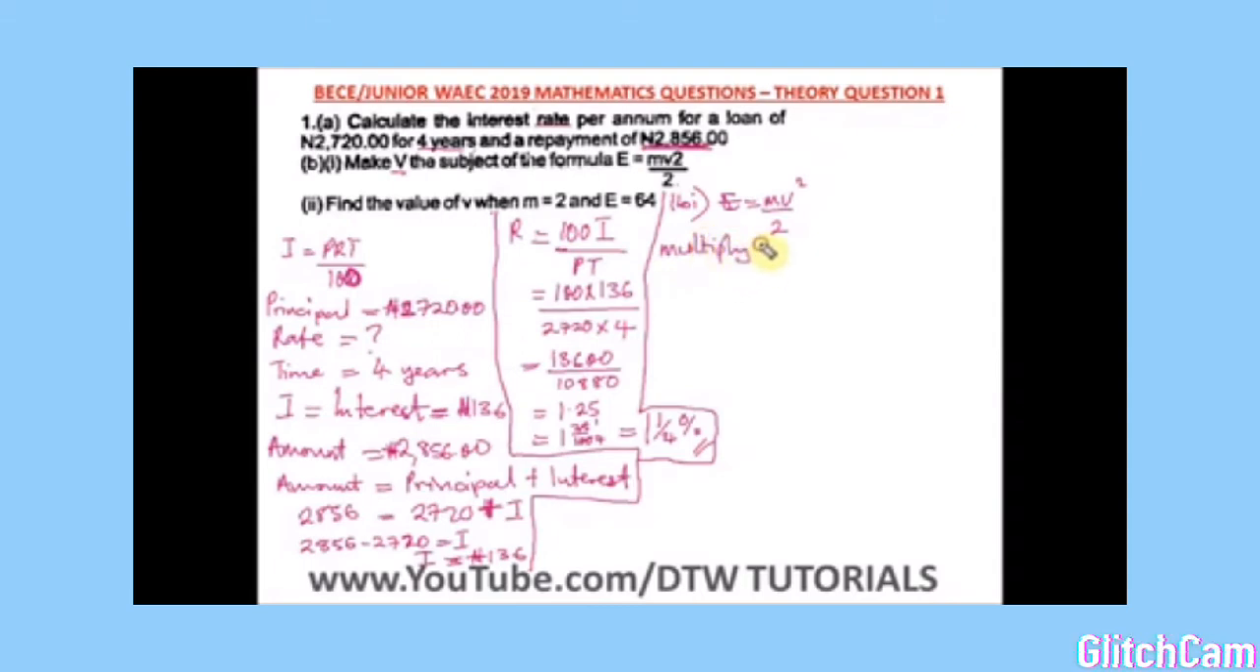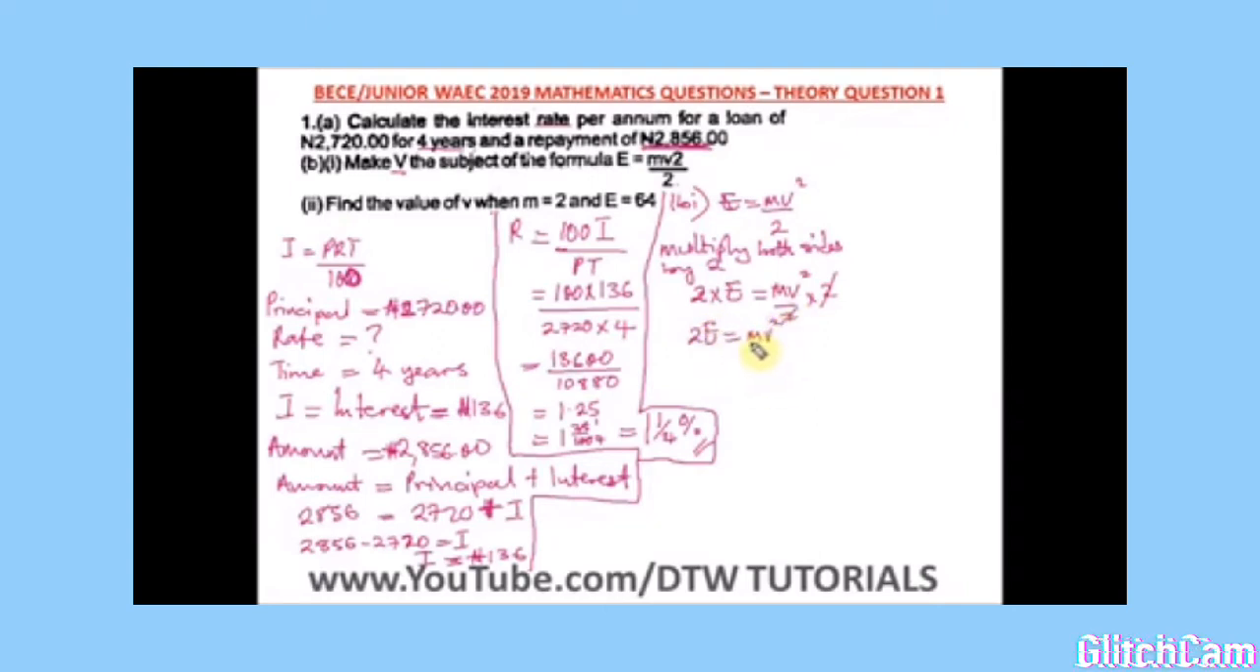Okay, so we say multiply both sides by 2. So from here, what do we have? We have 2 times capital E equal to mv square over 2 times 2, where this 2 will cancel out this 2. So we've gotten rid of the denominator. So we are left with 2 capital E equal to mv square.